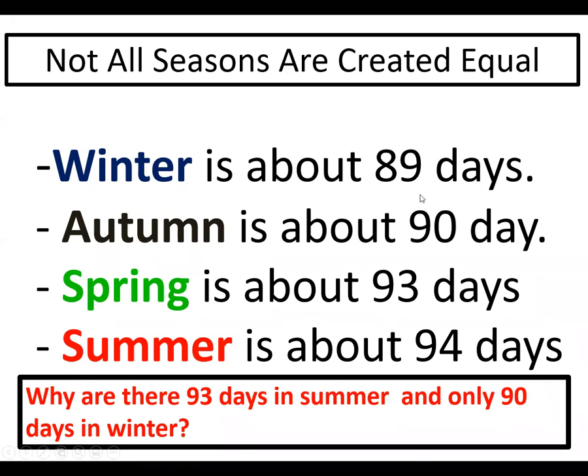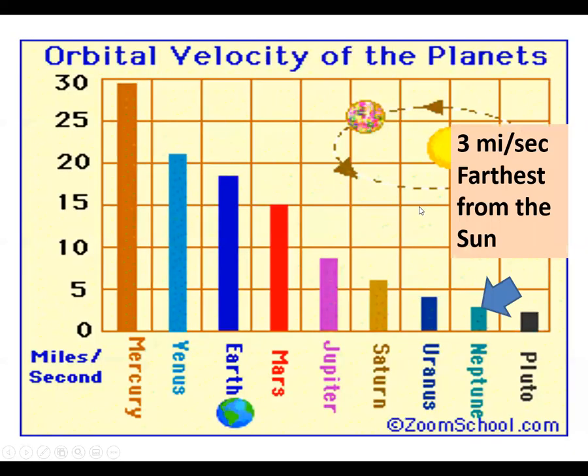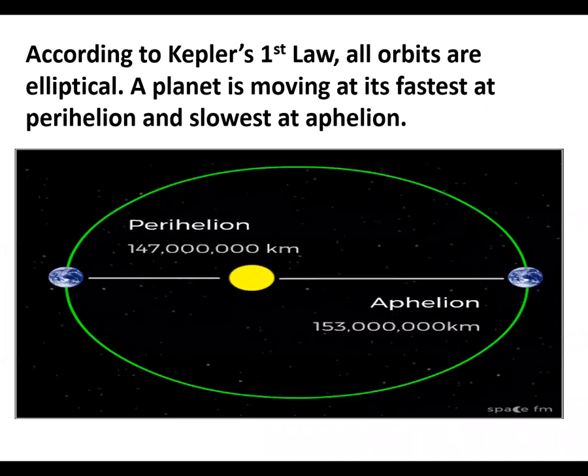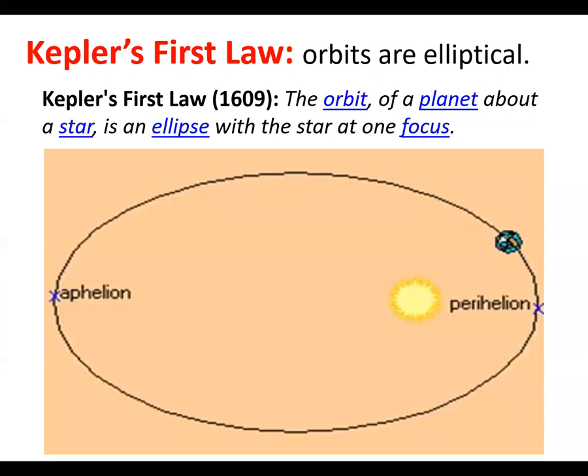I have to correct that. Now, going back to this one, you have to remember that when Earth is closest to the sun, it is winter in the United States. And when it is winter, Earth orbits faster. When Earth is farthest away from the sun, it is summer in the United States, and Earth orbits slower. And that's the reason why summer is longer and winter is shorter.